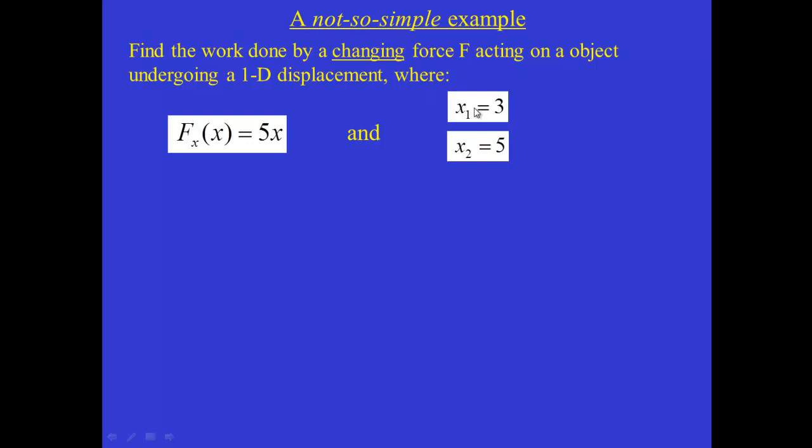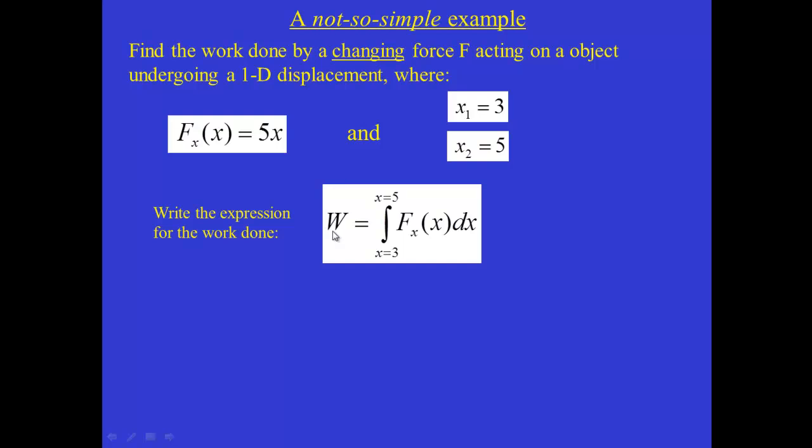So the object starts at position x1 equals 3 and ends at position x2 equals 5. So it just moves from 3 to 5 along the x-axis, but as it does so, it's acted upon by this force. So what's the work done by this changing force? And we're going to go back to our integral calculus equation.